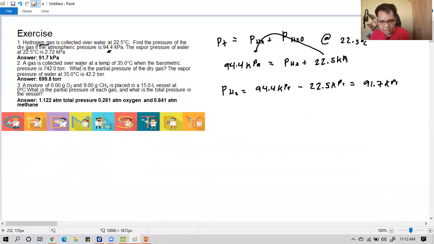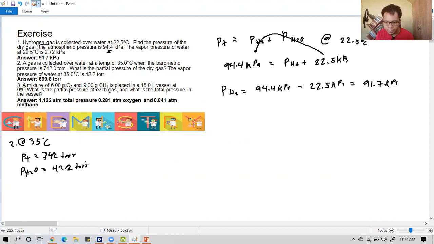Next naman, same method lang din sa number 2 natin. So, for number 2, guys: a gas is collected over water at a temperature of 35 degrees Celsius. When the barometric pressure, or the total pressure, PT, is equals to 742 torr, what is the partial pressure of the dry gas? The vapor pressure of water at 35 degrees Celsius is 42.2 torr.